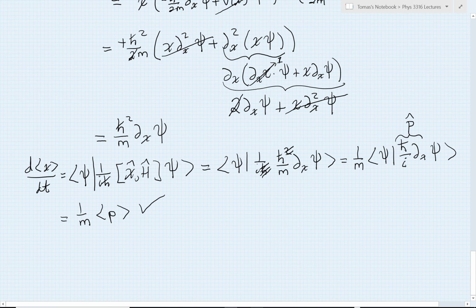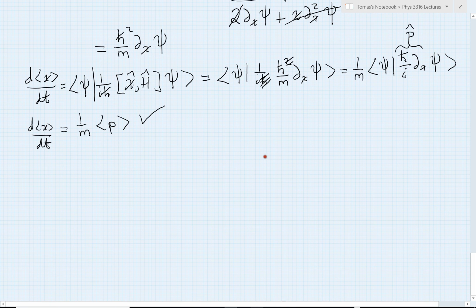So we've proved the first piece of what we needed to prove for F equals ma. The velocity of the packet is nothing other than the average momentum divided by the mass of the particle. Beautiful. So we've got one last thing left to prove.